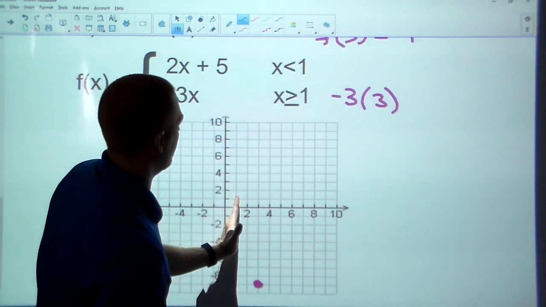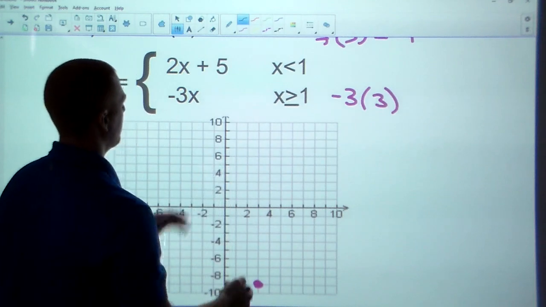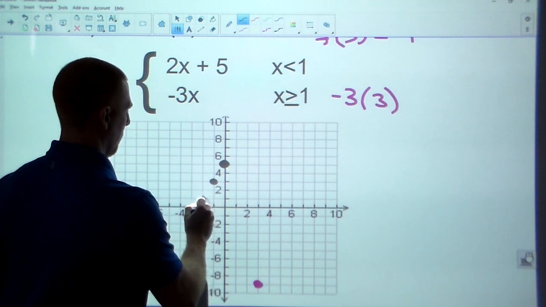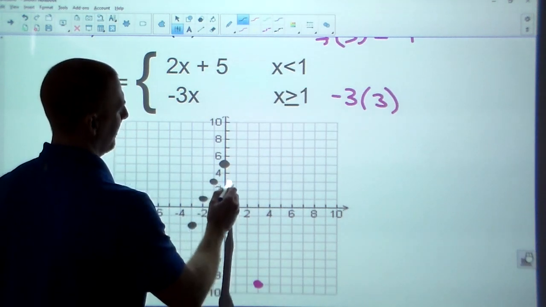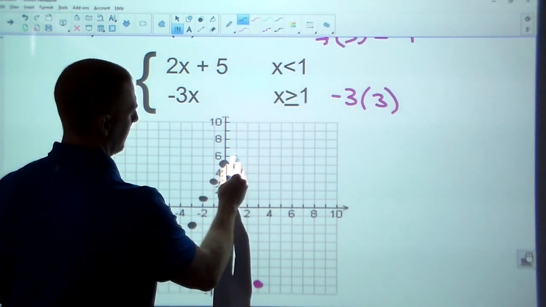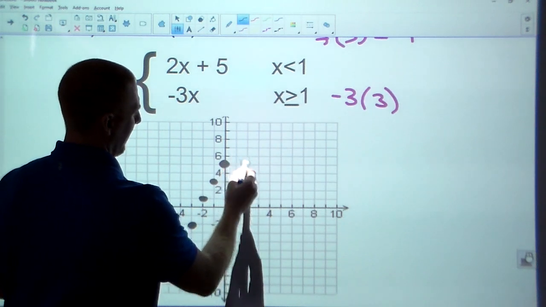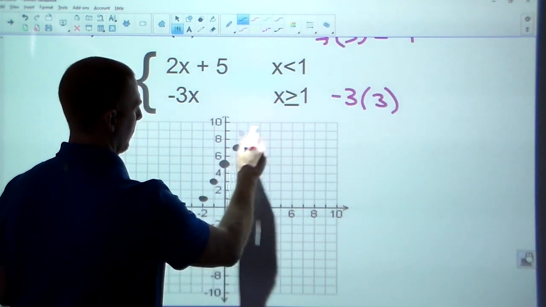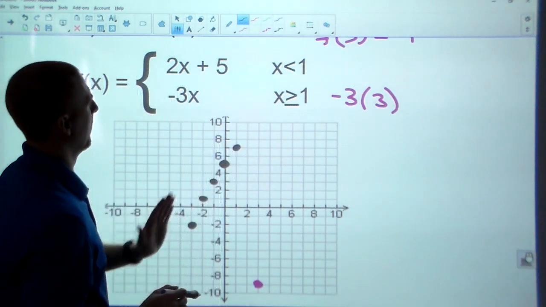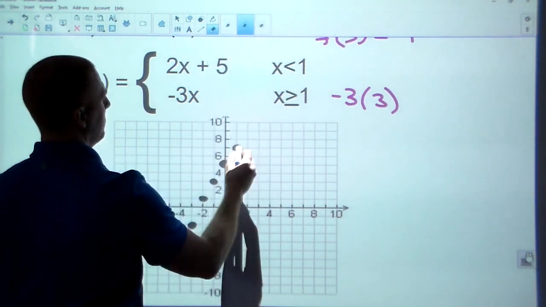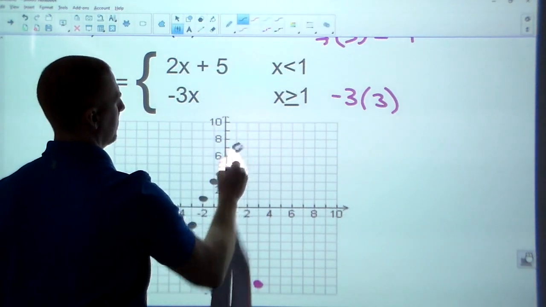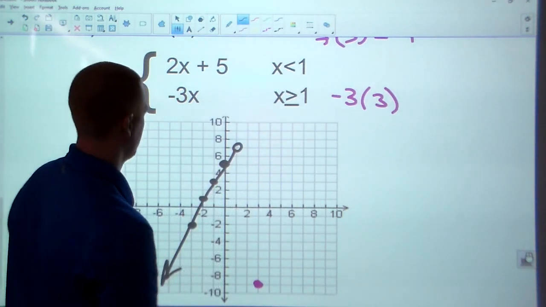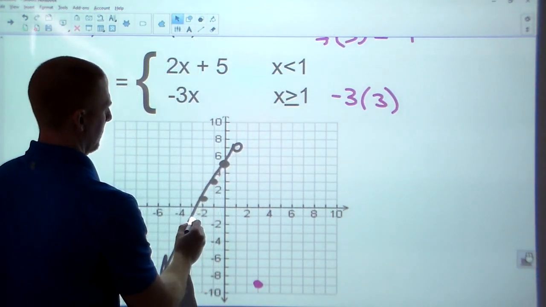I'm going to just graph this as a typical line, and I'm just going to stop once I get there. So my intercept's at 5. My slope is 2. So I'm just going to put a few points on here, and when I get to 1 for x, I'm done. I would have kept going up 2 over 1 for a while, but that's where I stop. And it's not equal to 1, so that's an open circle right there. But it does go on back. It looks like I might have gotten that dot off just a little bit there.